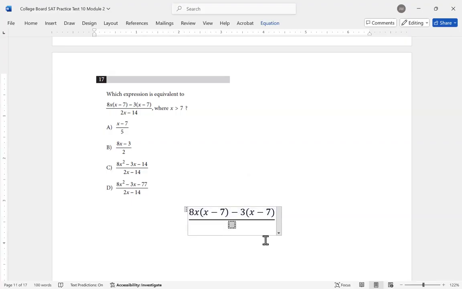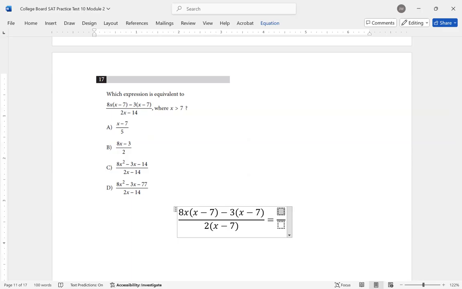over 2x minus 14. Now, because I see that we have this expression x minus 7 that's been factored on top, I'm going to do that same thing on bottom. I'm going to factor out a greatest common factor of 2, and sure enough, in parentheses, I'm left with x minus 7. So what I can do is I can divide both of these. I can basically factor out an x minus 7 on the top.